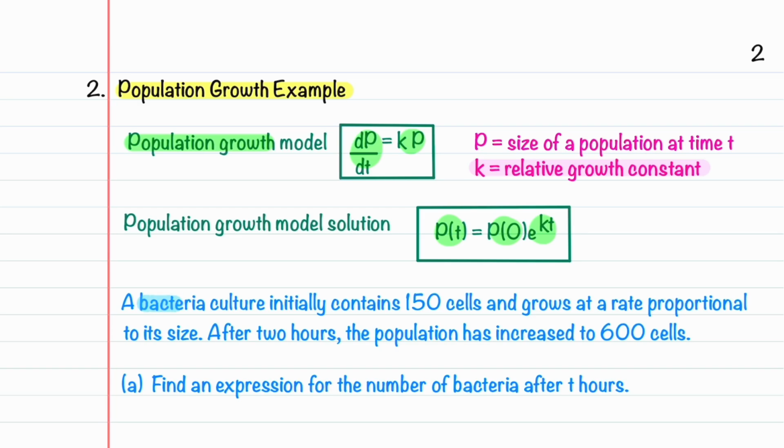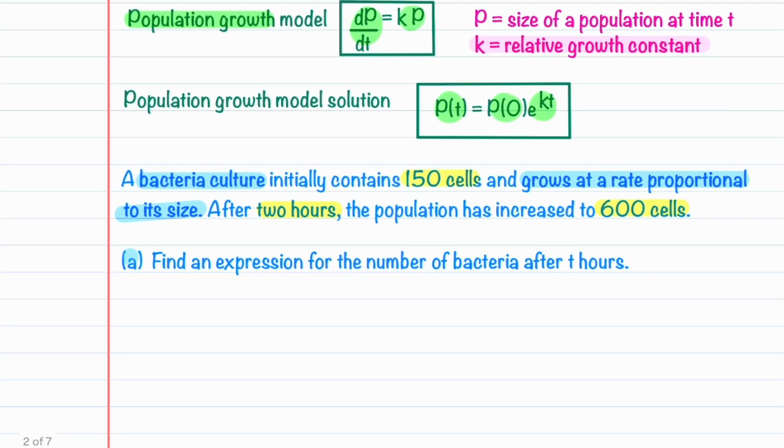We're told that a bacteria culture initially contains 150 cells and then grows at a rate proportional to its size. After 2 hours, the population has increased to 600 cells. We want to first find an expression for the number of bacteria after t hours. Let's start by letting P equal the number of bacteria at time t.